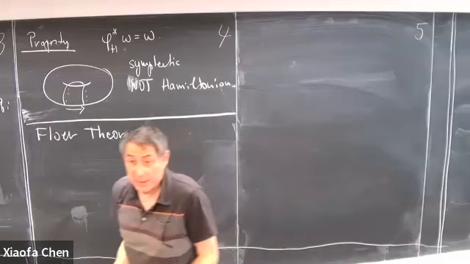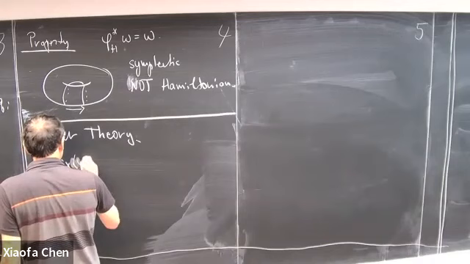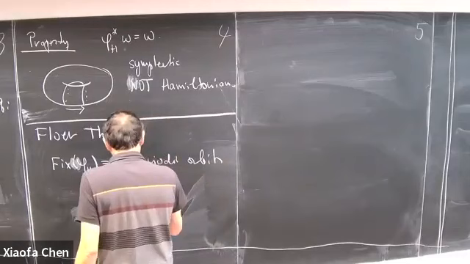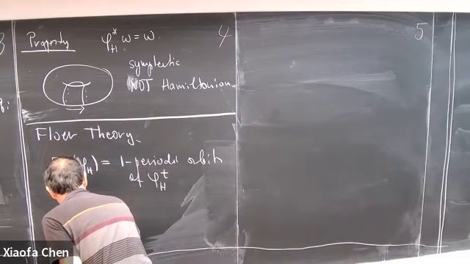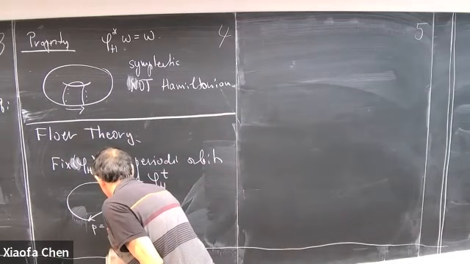Namely, let's look at the fixed points of a Hamiltonian diffeomorphism. These are the same as one-periodic orbits of the isotopy. So here is a point P. It moves under the flow and then comes back to the initial position in time one.